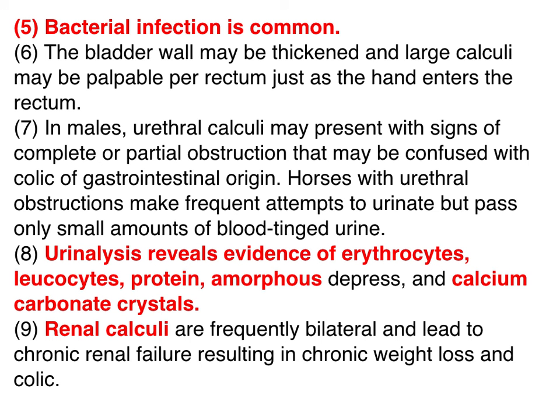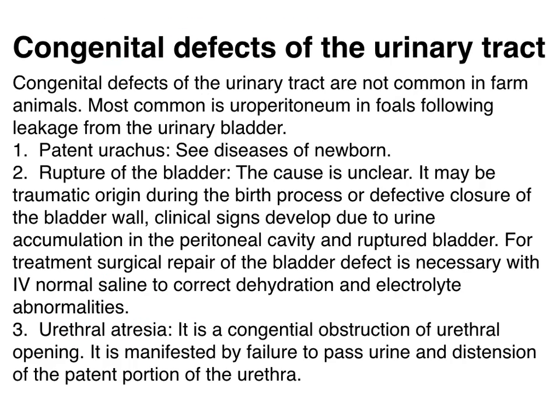Another point is that bacterial infection is uncommon. The bladder walls may be thickened and large calculi may be palpable per rectum. In males, urethral calculi may present with signs of complete or partial obstruction. Horses with urethral obstruction make frequent attempts to urinate but pass only small amounts of blood-tinged urine. Urine analysis reveals erythrocytes, leukocytes, protein, amorphous debris and calcium carbonate crystals. Renal calculi are frequently bilateral and lead to chronic renal failure resulting in chronic weight loss and colic.